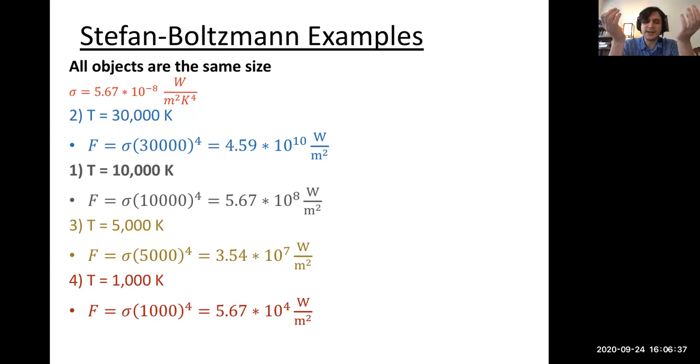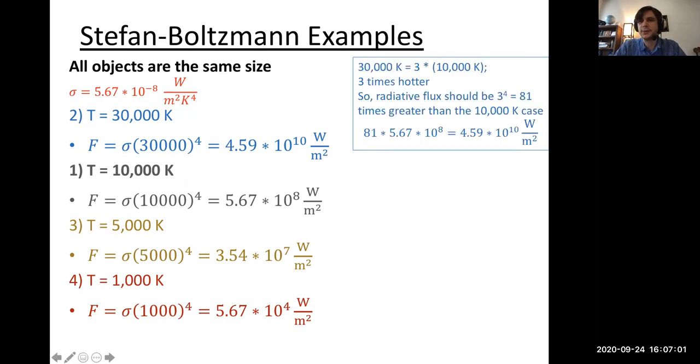What I want you to understand is that the amount of energy that something is giving off is related to the temperature to the fourth power. I want you to play around with the actual physical phenomenon that's going on. What are the connections between the energy and the temperature? So let's do like I did with Wien's law, and let's compare everything to this star that has a temperature of 10,000 Kelvin.